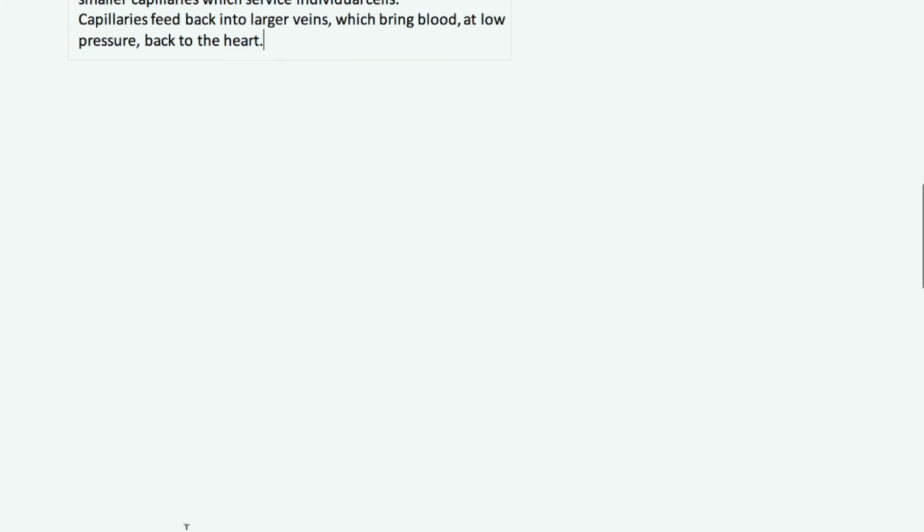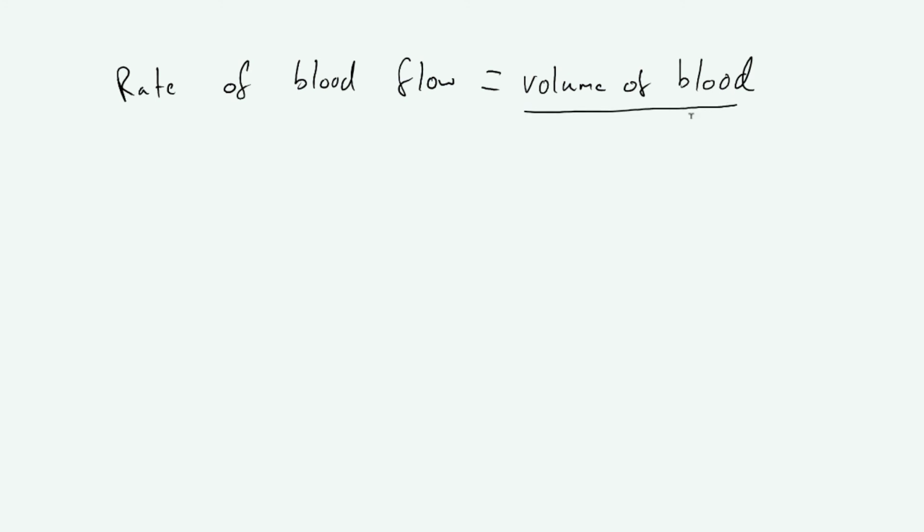Now one last thing you need to be able to do, and this is really simple, is a calculation, and that is the rate of blood flow. This is very simple. Your rate of blood flow is how much blood is passing a point in a given amount of time. It's calculated via a simple equation. The rate of blood flow is equal to the volume of blood past that point, divided by how long it took, so the time, and that is normally going to be in minutes.